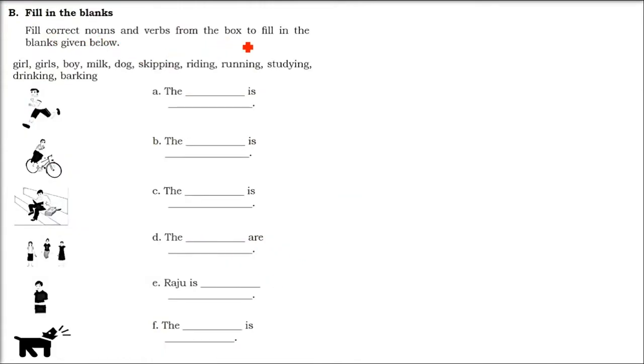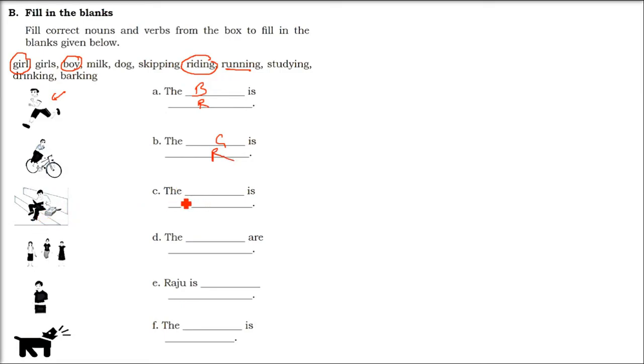Fill in the correct nouns and verbs from the box to fill in the blanks given below. So the boy is running. This is a boy and running. So the boy, let us write B here, is running. So let us take running also, capital R. The girl is riding. You can see a girl who is riding. So single girl, so girl and riding, because she is riding a bicycle or a bike. So riding. Take R again.